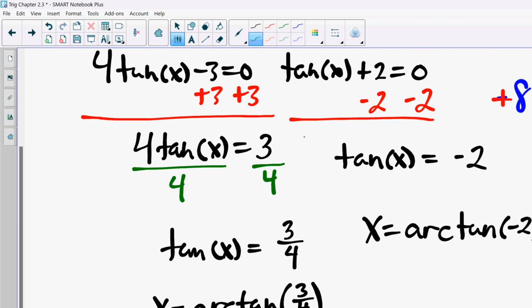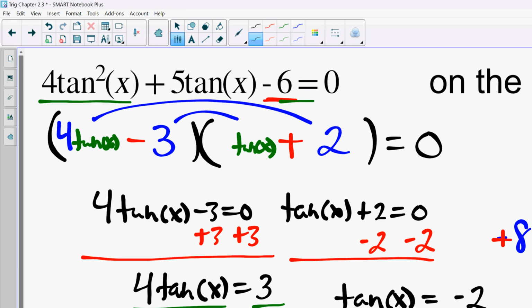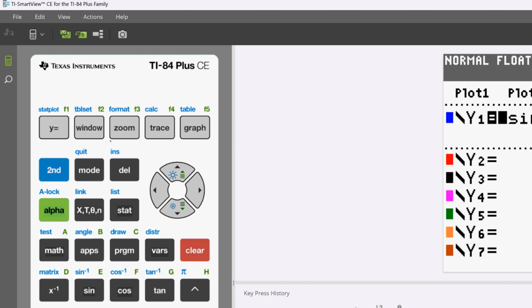Any questions on this so far? Now this one here was restricted between 0 and 2 pi, yes? So we have two values at work, these two here. Now I'm going to go on and graph it. 4 tan 5 minus 6.